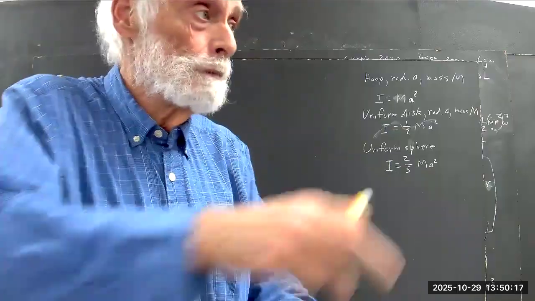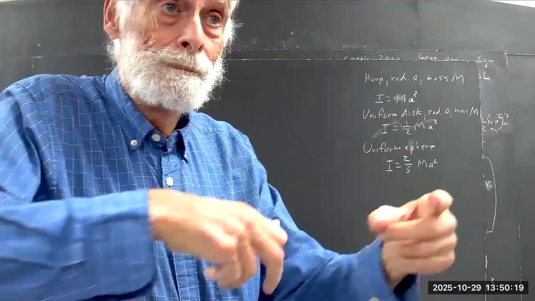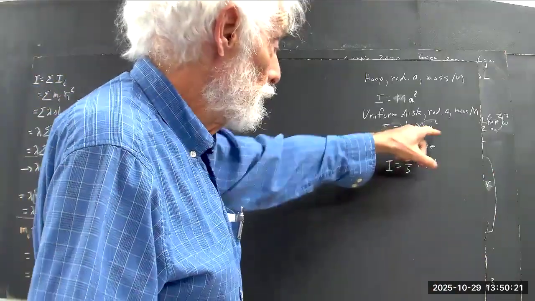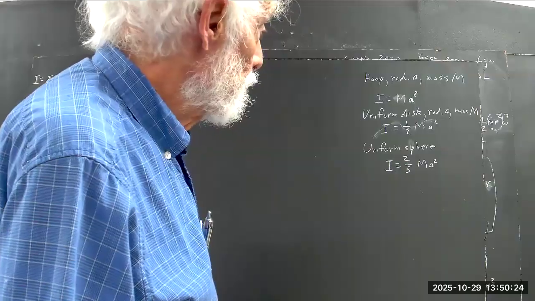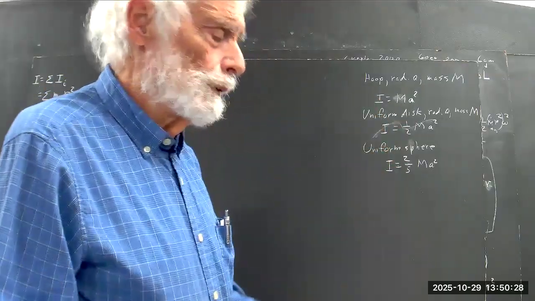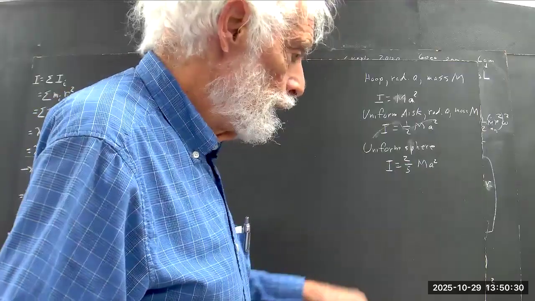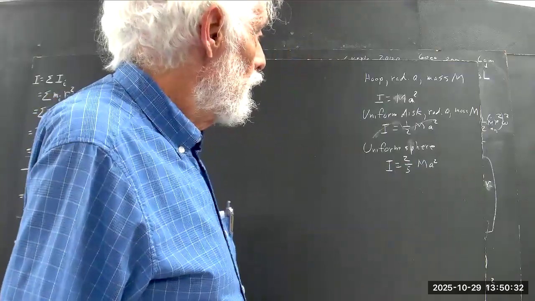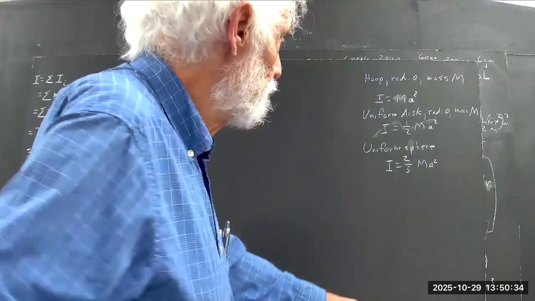So if we got a disk rotating, we know its mass, we know its radius, there we have it. A uniform sphere, and these are all rotating about the center. You'll see other formulas in the text, but you should remember these.